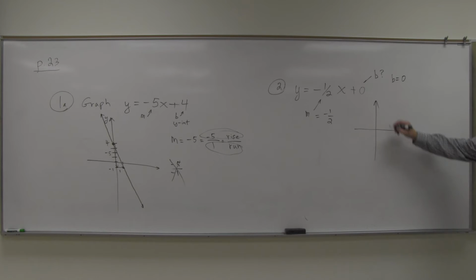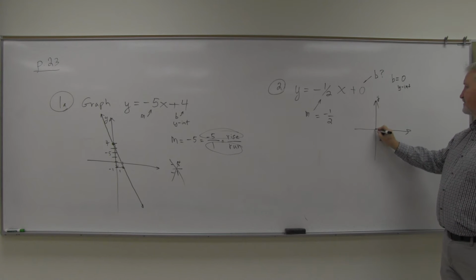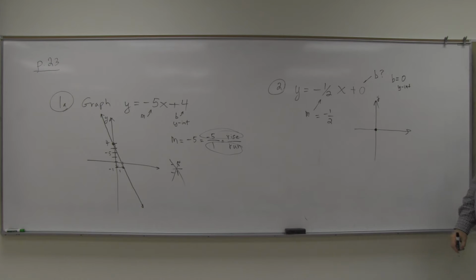So what does that mean? Well, that means it crosses the y-axis. That's my y-intercept. So it crosses the y-axis at 0, which is right there in the middle, isn't it? And we already talked about the m.